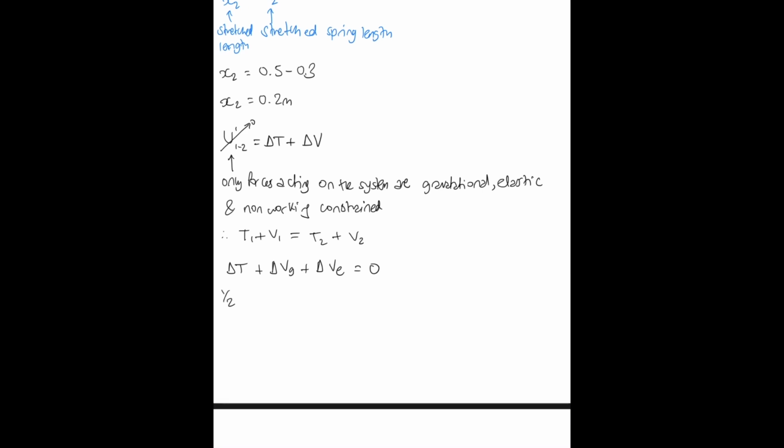Now we just plug in our known equations. So for kinetic energy, it's going to be half m (v2 squared minus v1 squared). And for the gravitational energy, it's going to be mg (h2 minus h1). And for the elastic potential energy, it's going to be 2 times half k (x2 squared minus x1 squared). This is because we have two springs acting on the system. And all of that is going to be equal to 0.